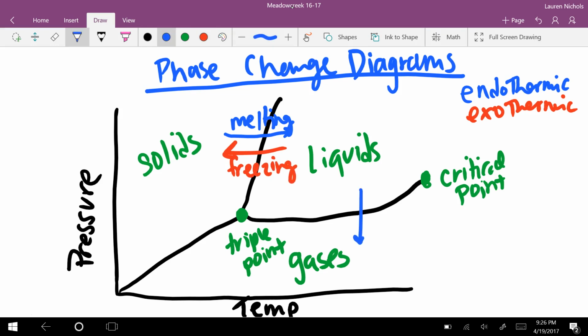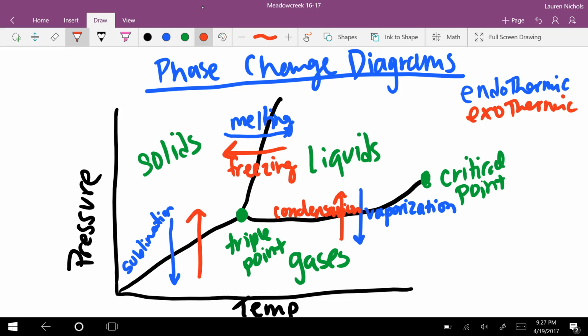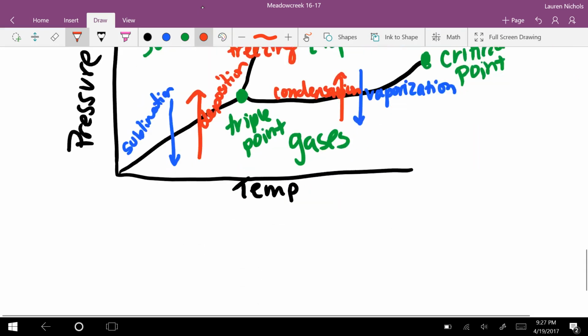Going from a liquid to a gas is vaporization, and that's endothermic. Whereas going from a gas to a liquid is condensation, and it is exothermic. And going from a solid directly to a gas is sublimation, and is endothermic. While going from a gas to a solid is called deposition, and is exothermic. Okay, those are the main things to know about phase change diagrams.